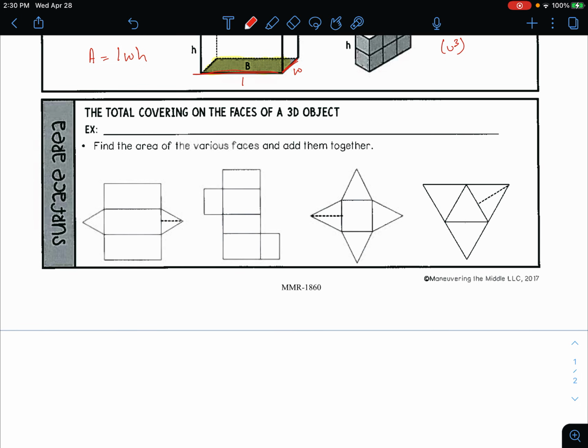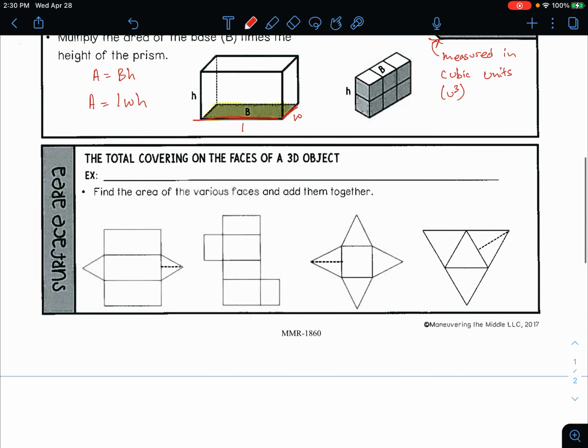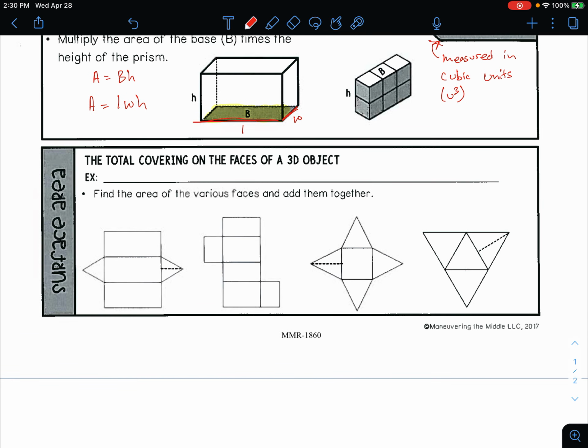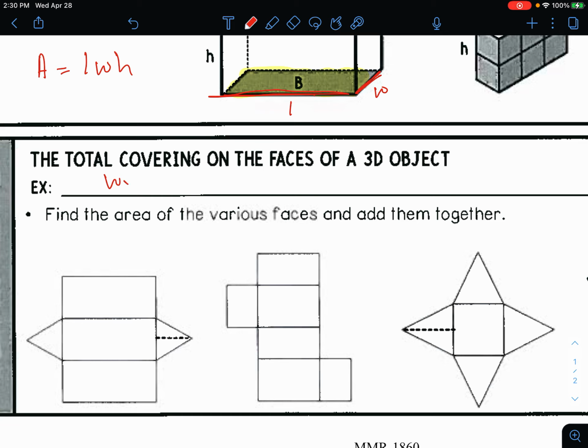Finally, we're going to do the bottom. The total covering on the faces of a 3D object. What are some examples of that? That's like wrapping a present. And this is called the surface area. Or we could also say a cardboard box unfolded. This is another example of a total covering.